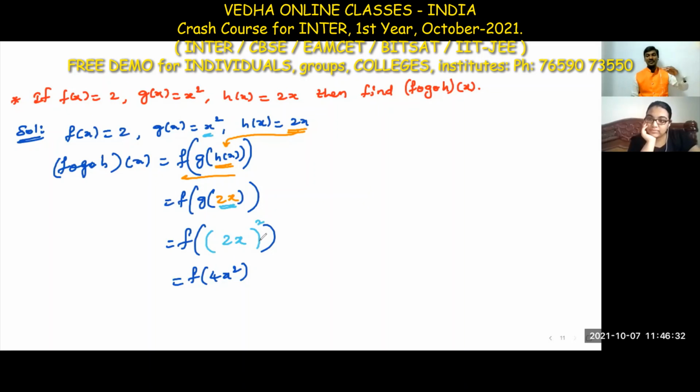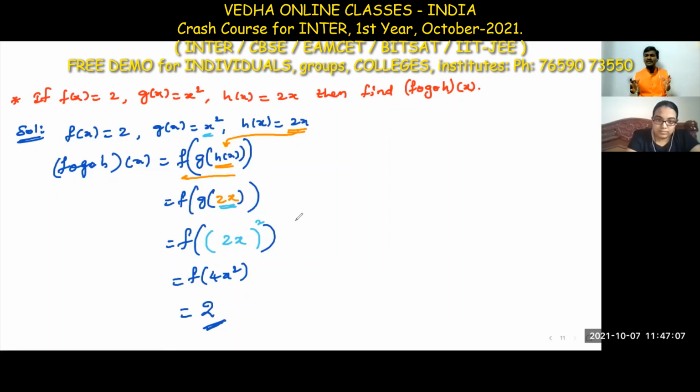Understood? We are coming out from one function to another function. What is the f of x function? f of x is equal to 2. Is there any variable x there? There is no x. If we had x, we would replace this x with 4x square. But there is no x, so the final answer is 2 only.